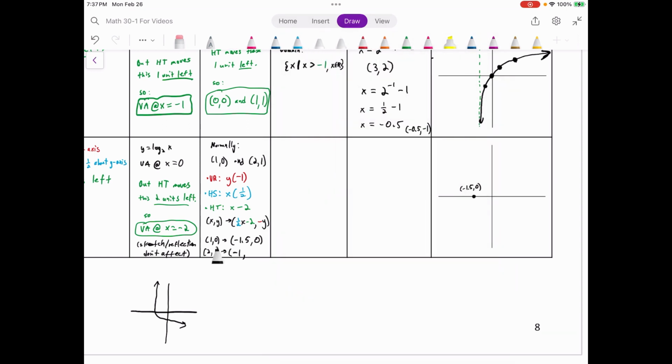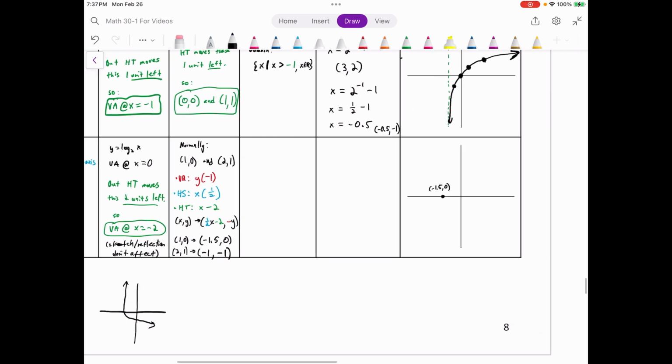And then 1, right, we go from y to negative y. So 1 becomes negative 1. So there's a point on my graph. When x is negative 1, y is also negative 1.